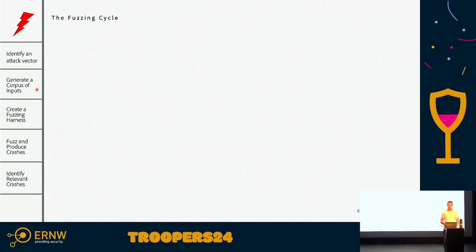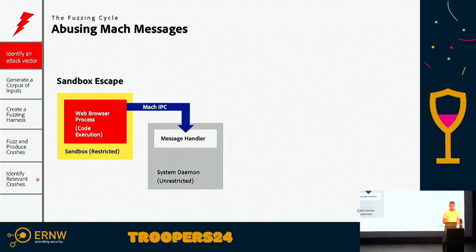Then we're going to talk about generating a corpus of inputs. So how do we generate those valid messages to send through that attack vector? Then we're going to talk about creating a fuzzing harness. That's the actual code that will send your input through the attack vector into your target. Then we'll fuzz and hopefully produce crashes. And then we'll identify relevant crashes that might be useful for crafting an exploit. So let's jump into this fuzzing cycle here.